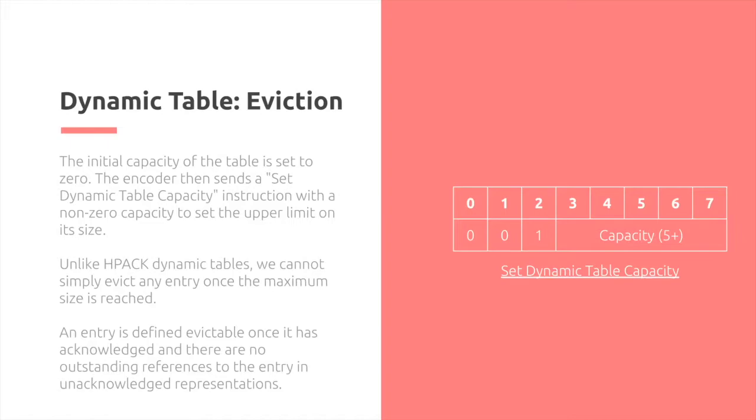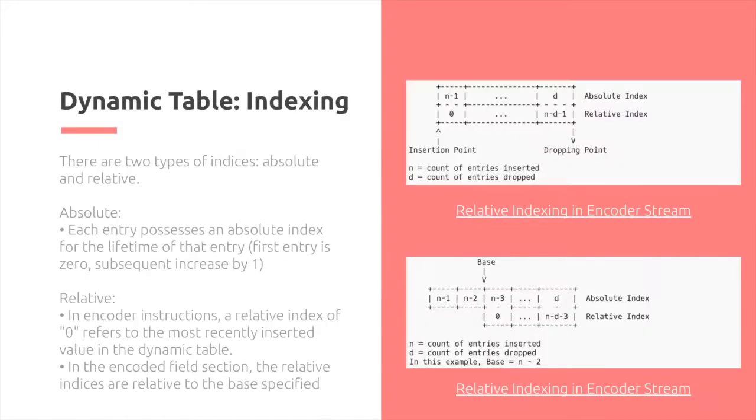An entry is defined as evictable once it has been acknowledged, and there are no outstanding references to the entry in unacknowledged representations. So unlike HPACK, we cannot simply evict an entry. In terms of indexing, we have two types: absolute and relative. For absolute, each entry possesses an absolute index for the lifetime of that entry. The first entry is 0 and subsequent entries increase by 1. In relative, the relative index of 0 refers to the most recently inserted value in the table. You can see on the right-hand side some diagrams explaining each one more in depth.